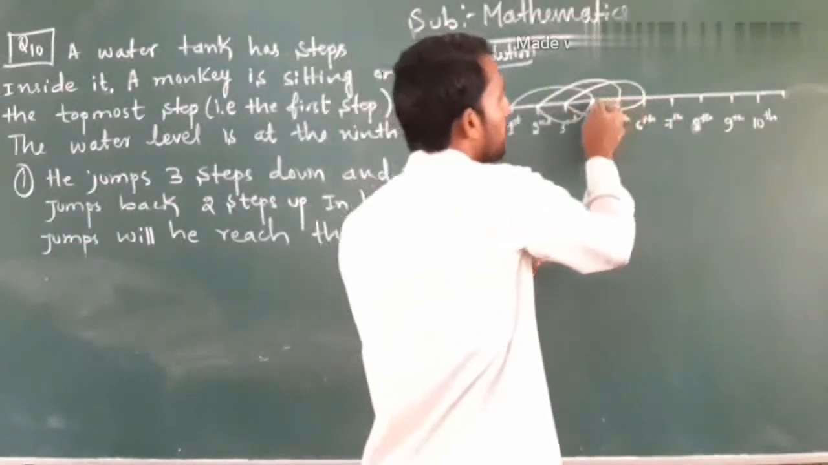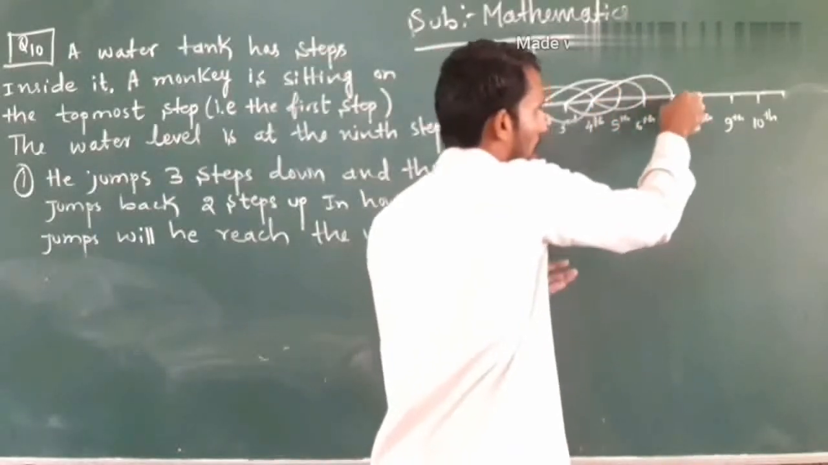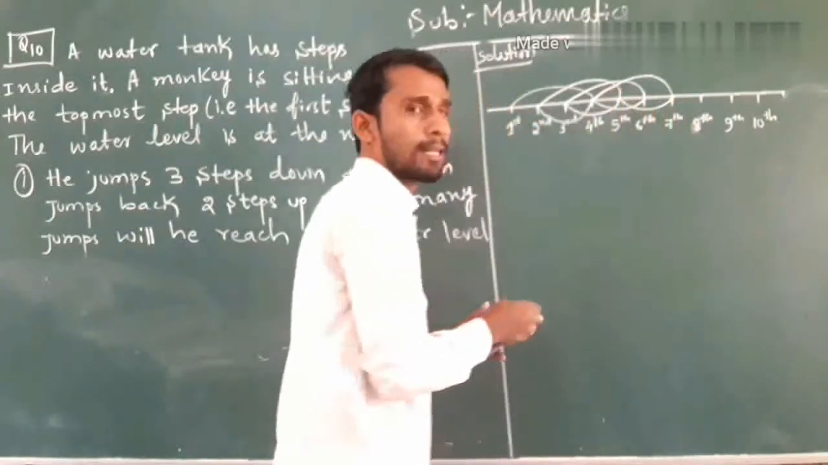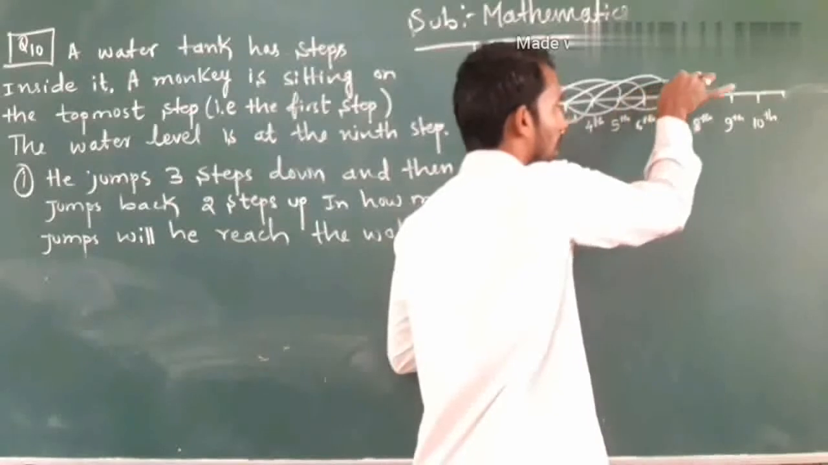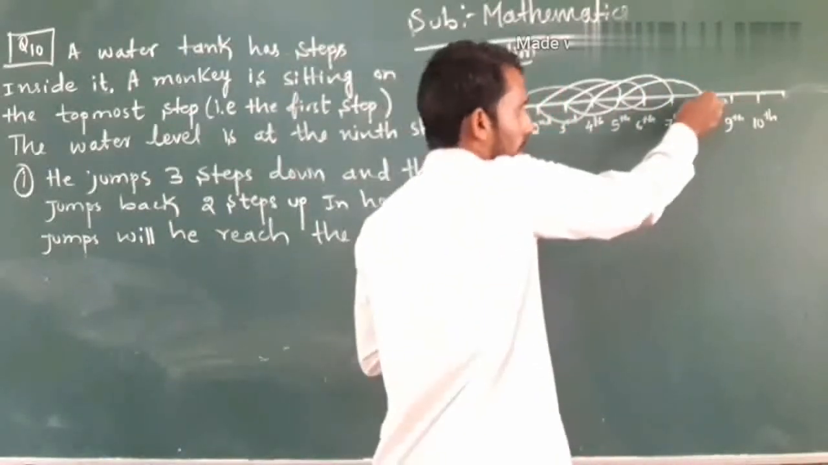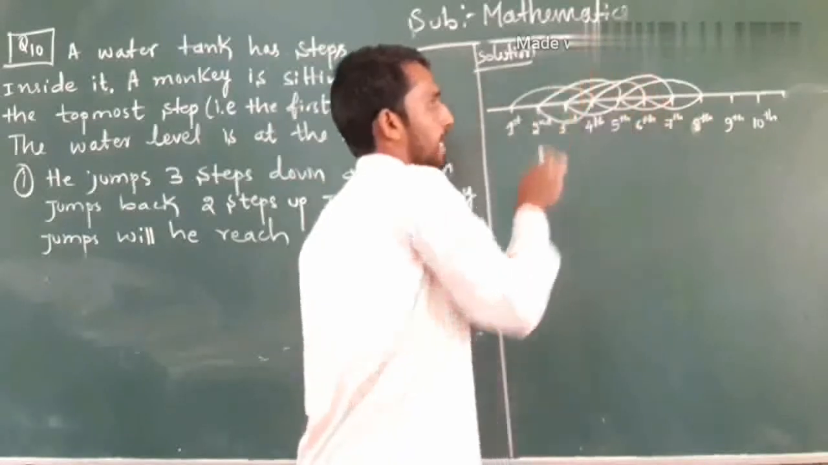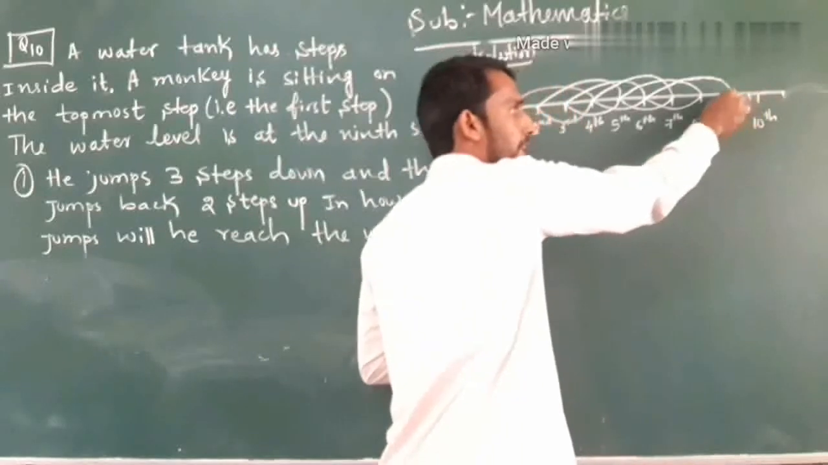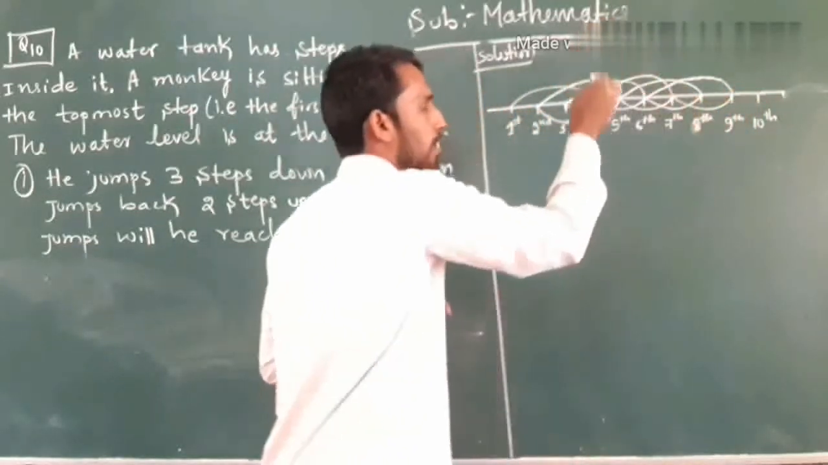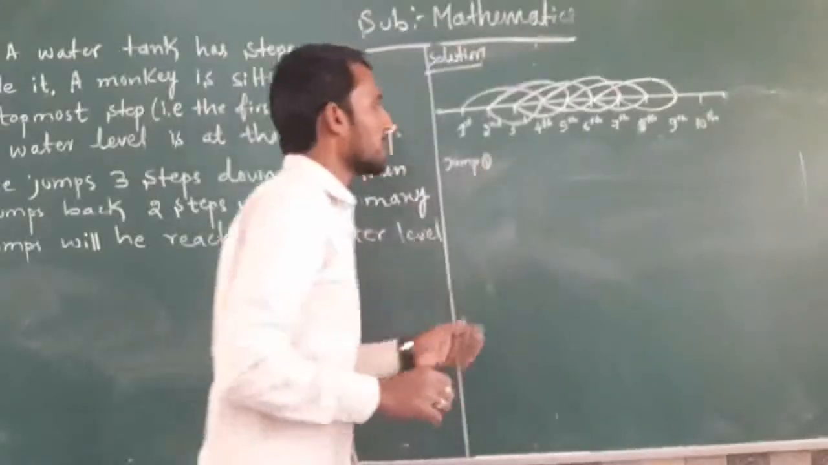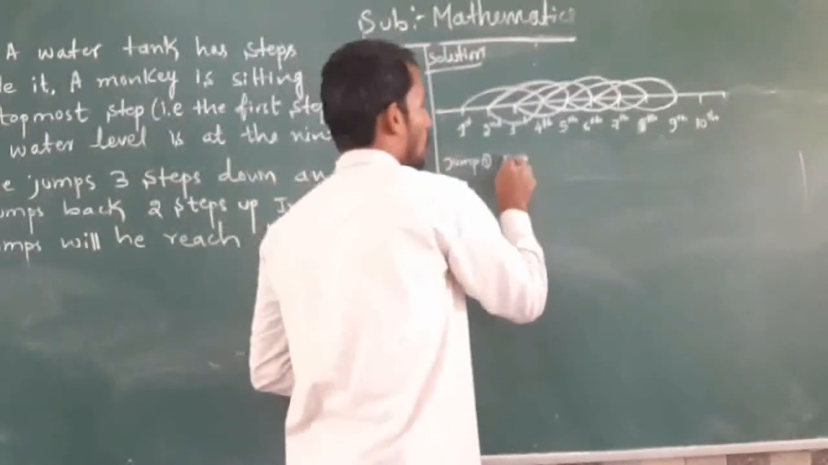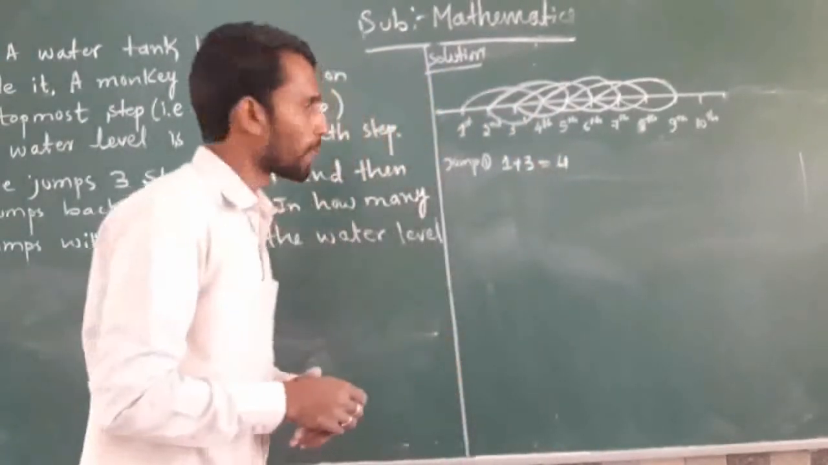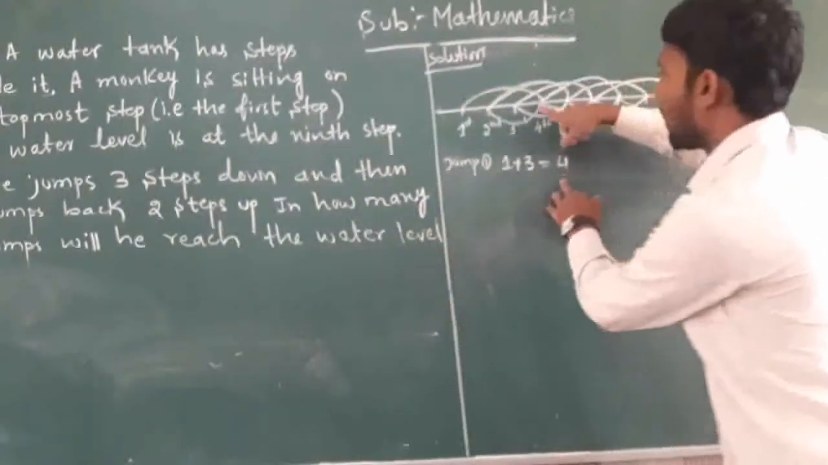Again 3 steps downside, and jumping backside 2 steps. Downside 3 steps, backside 2 steps. Downside 3 steps, again backside 2 steps. So that is 1 plus 3 steps. How much? 4. This is the 4th step.